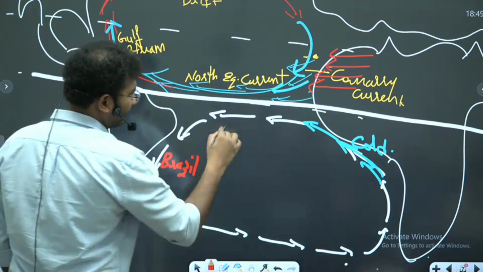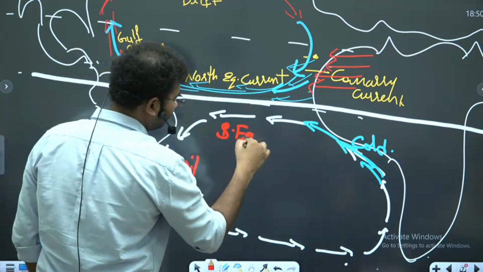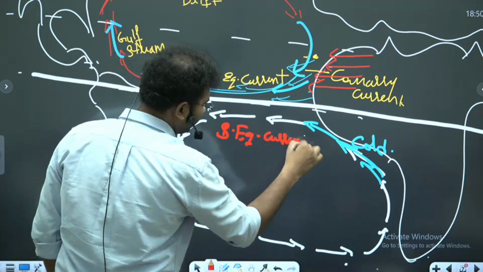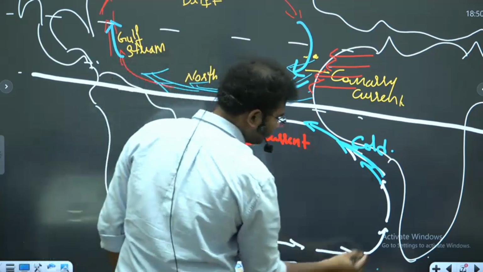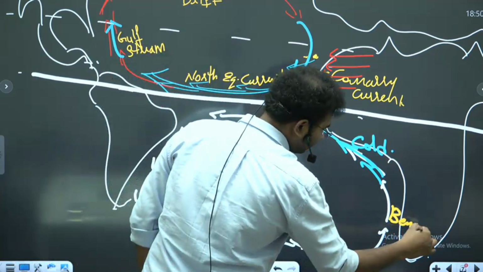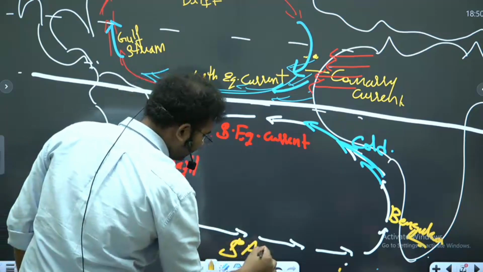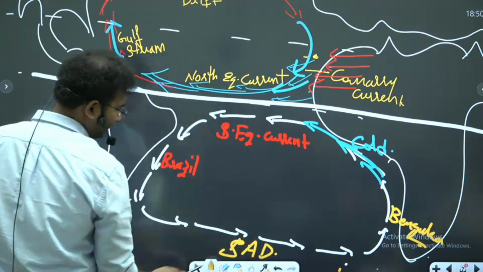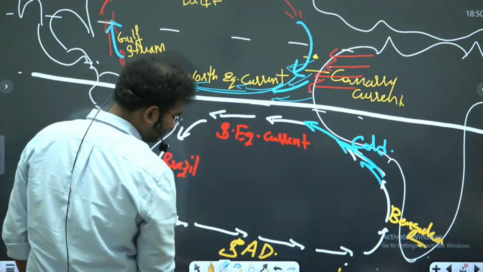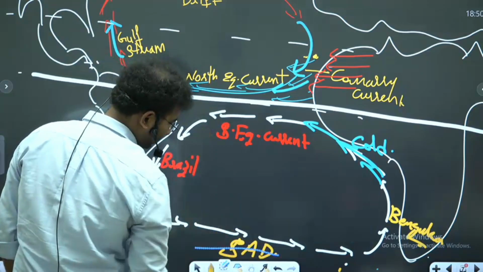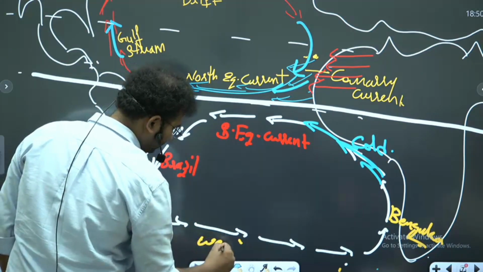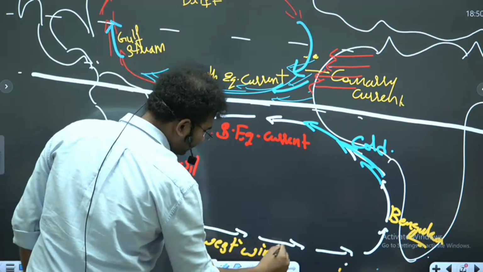Brazil, this is the South Equatorial Current, and this is the Benguela Current, South Atlantic Drift, SAD, or else it is also called the West Wind Drift.